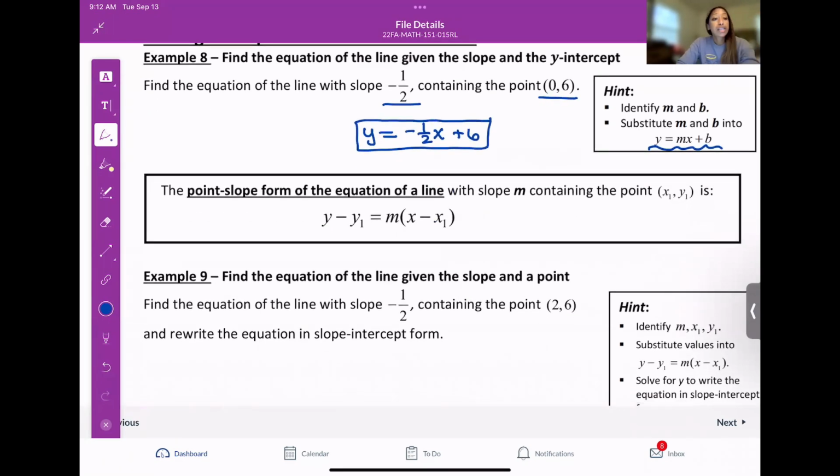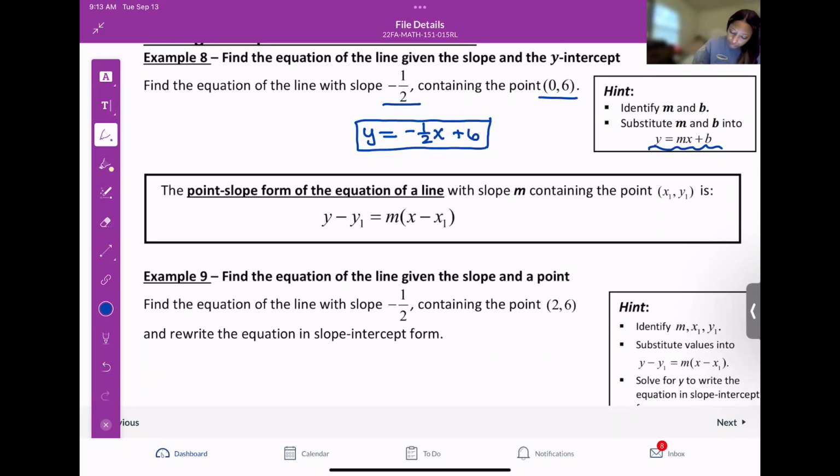If we are given the slope and another point on the line that's not the y-intercept, we can use the point-slope form of a line to find the equation of the line. The point-slope form takes the slope m and a point (x1, y1), and we have y minus y1 equals m times x minus x1. Once you have this, you can go back and forth between the point-slope form and the slope-intercept form.